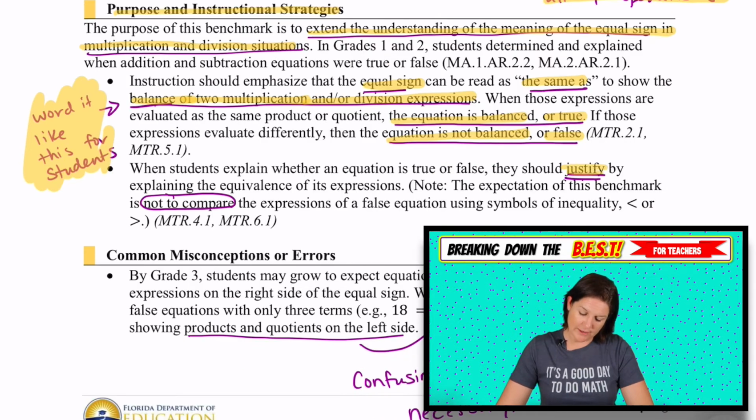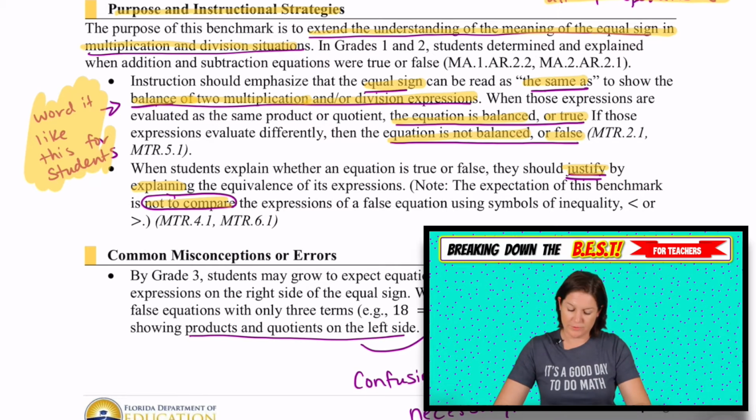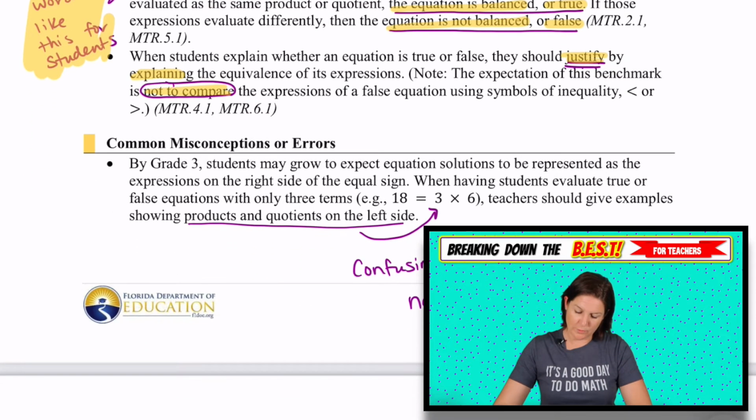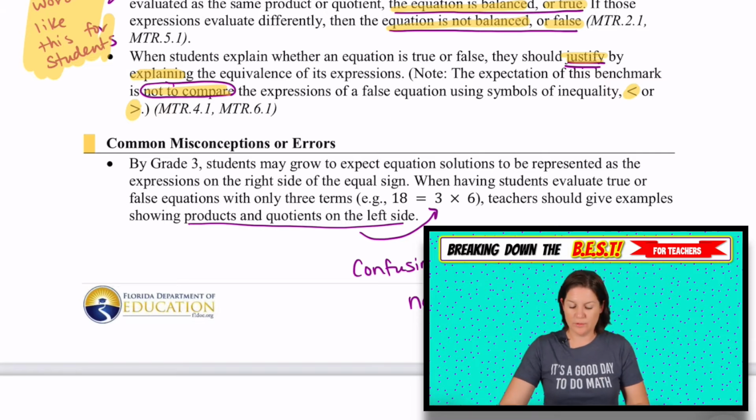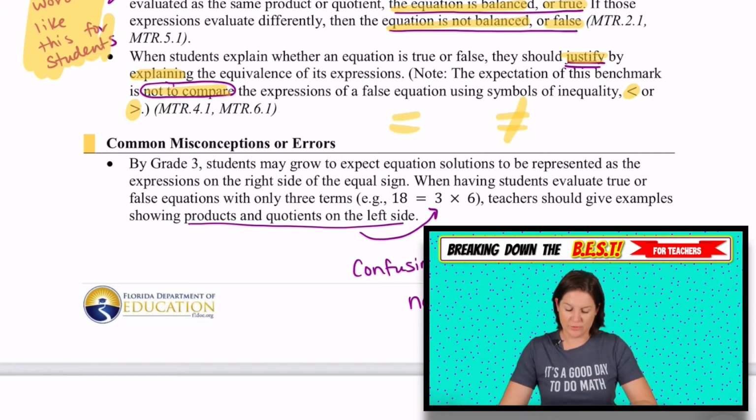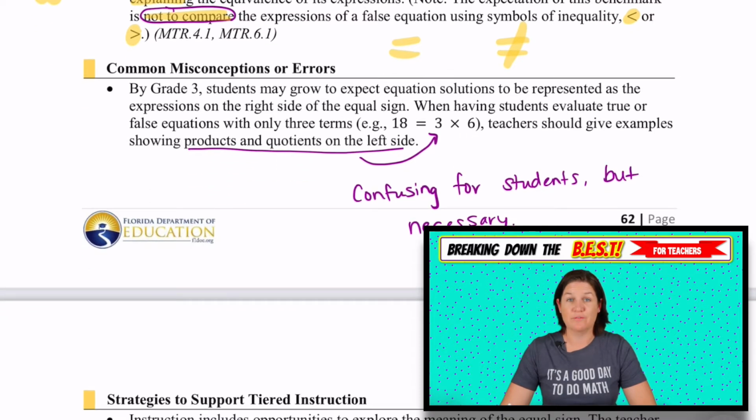Here they should justify. That's where the explaining aspect comes in. And note that the purpose of this is not to compare, but just to determine if it's true or false. So we don't need to worry about using any inequality signs like this. Just, is it equal? Then it's true. Is it not equal? Then it is false. So those are the signs that we would be focusing on for this standard.